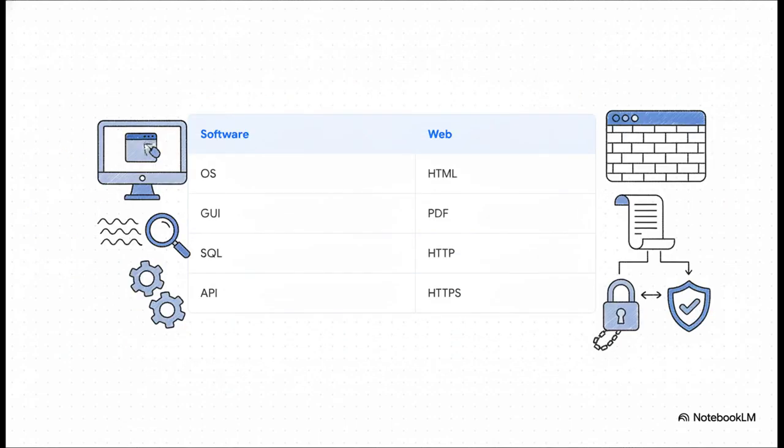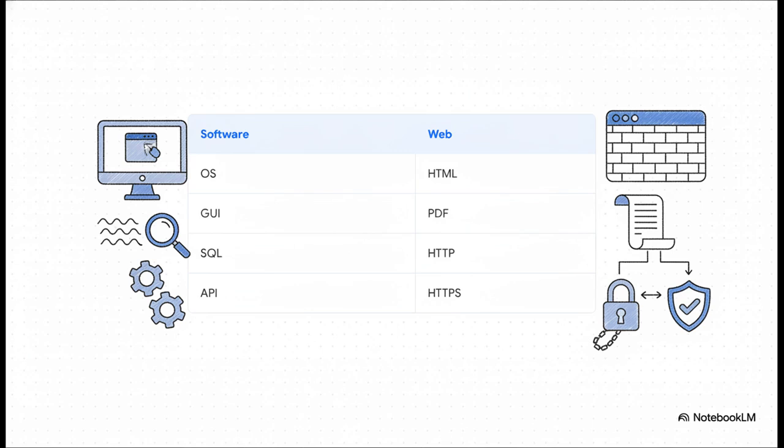Let's quickly round this out with some software protocols. Your OS is your operating system, like Windows or Mac. You click around it using a GUI, a graphical user interface. Behind the scenes, SQL, structured query language, manages huge databases, and an API, an application programming interface, is what lets two totally different software programs talk to each other seamlessly.